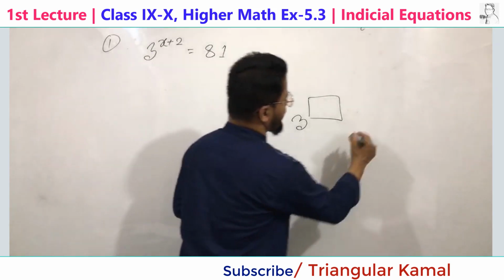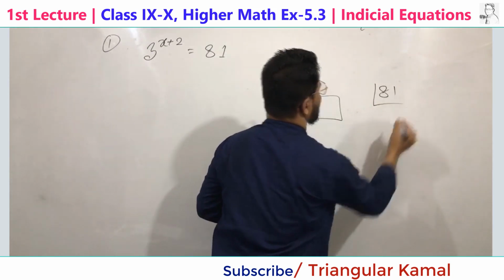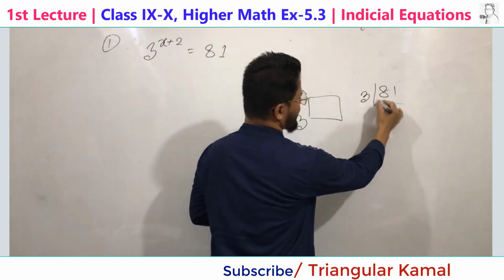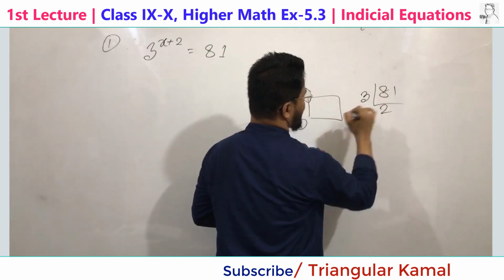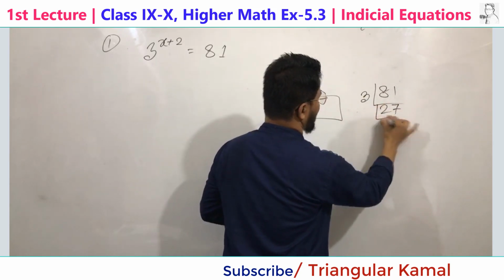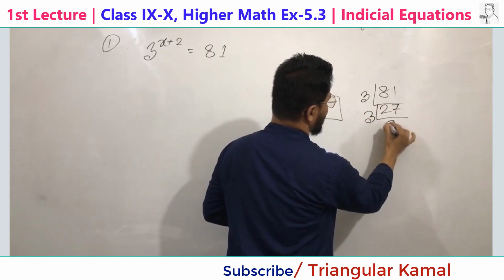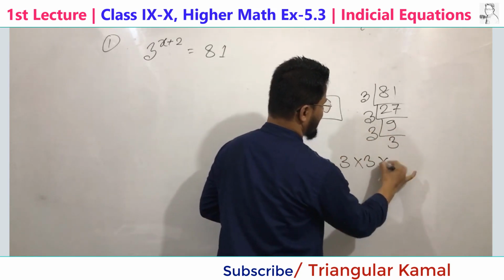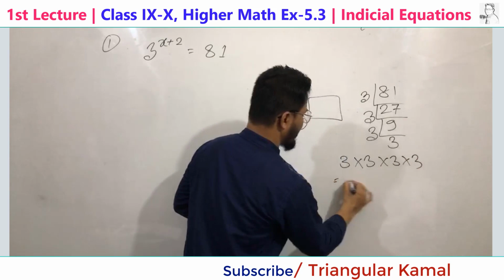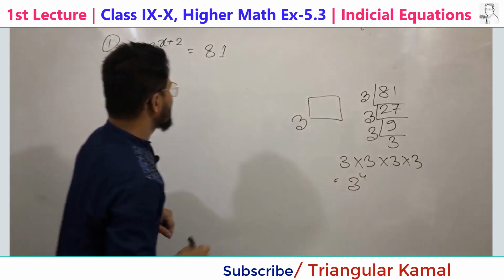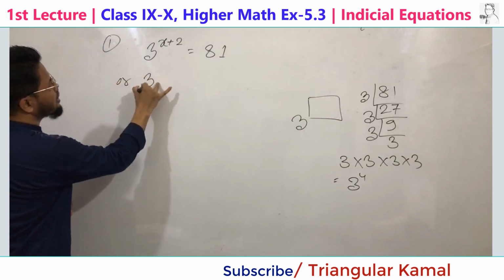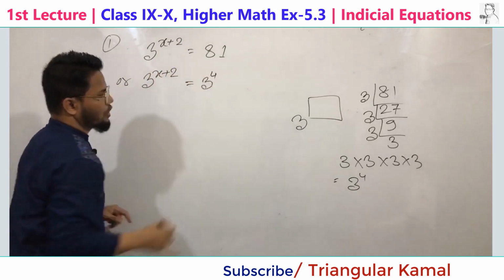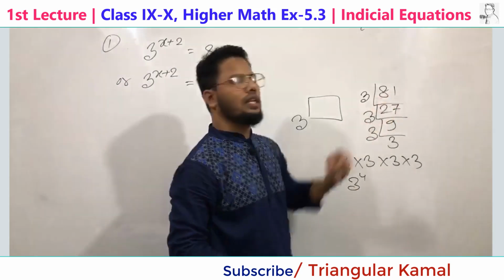Now you can write here 81. This number is divisible by 3. If you divide by 3, you will get 27. Now again divide by 3, you get 9, then divide by 3. So we can write 3 multiplied by 3 multiplied by 3 multiplied by 3, that is 3^4. So instead of 81, we can write 3^(x+2) = 3^4, because 3^4 equals 81.